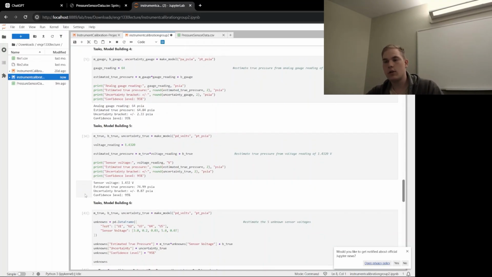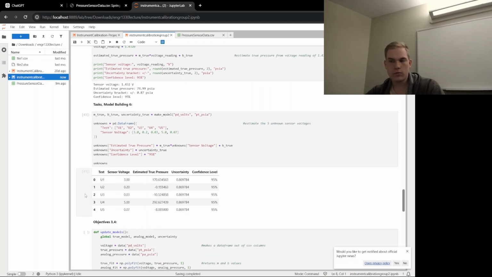Task 6, however, is table processing using multiple unknown voltages. So our first one is it builds a model, same as before, voltage to true pressure. But then it creates a table using test values and then sensor voltage values, which is a table with 5 rows. Each row has, like I said, the test ID and the voltage value.